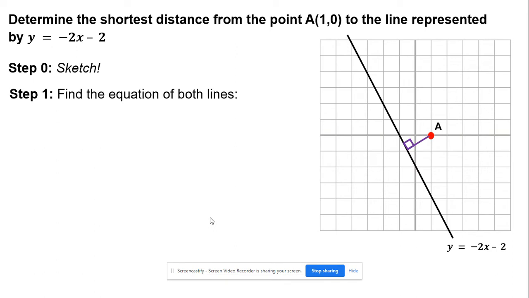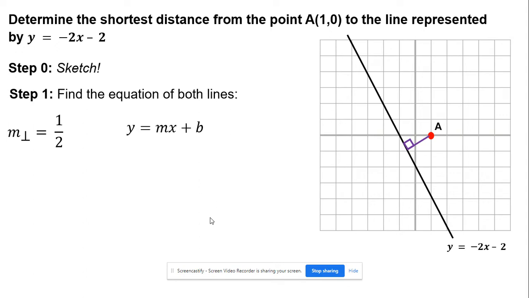Our first step is to find the equation of both lines. I already know the equation for the black line. Because the purple line is perpendicular, I know its slope is going to be the negative reciprocal. It's going to have the opposite slope. So if I flip -2, I get positive 1/2. So I know the slope of that line.